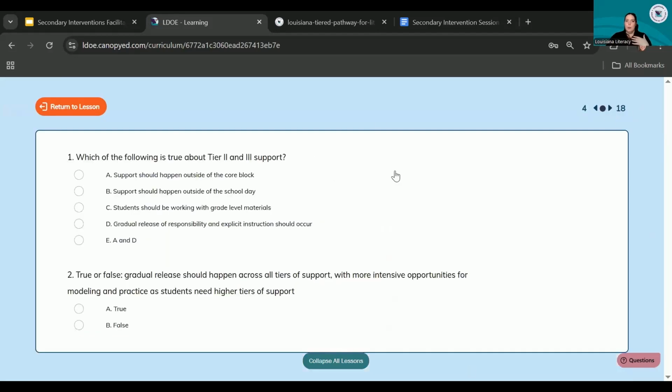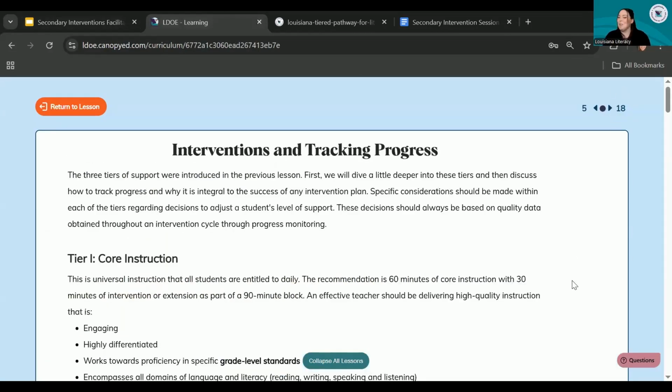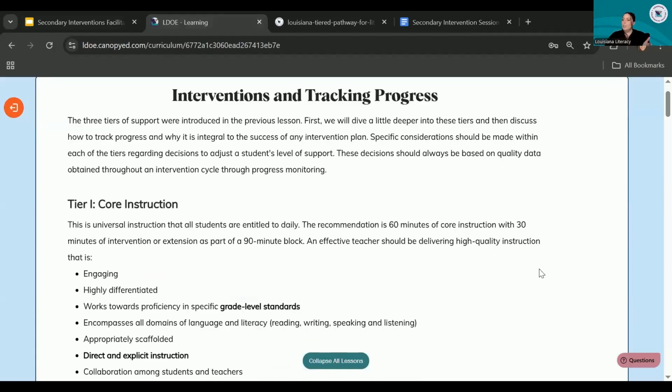So that will bring us to the point of today's presentation. We're done with all the review. So let's talk a little bit more. In order for us to talk about progress monitoring in any kind of meaningful way, we actually need to talk a little bit more about those different tiers of support and the specifics of what goes into that. So last session, we did a lot of just overview and general information.